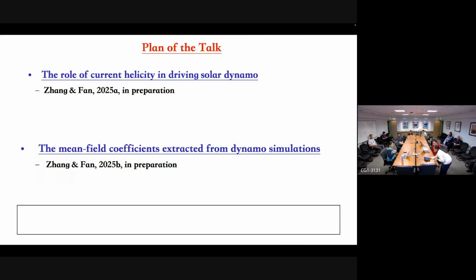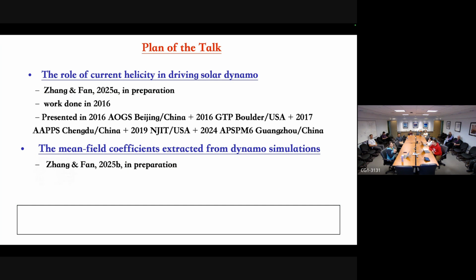Today, I will talk about basically two topics. The first one is the role of current helicity in driving solar dynamo. And the second one is about the mean field coefficients extrapolated from the dynamo simulations. These are two papers I'm preparing, but actually the work was done many years ago.